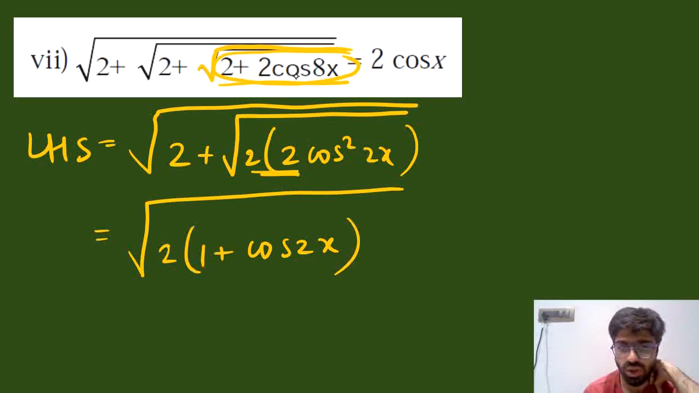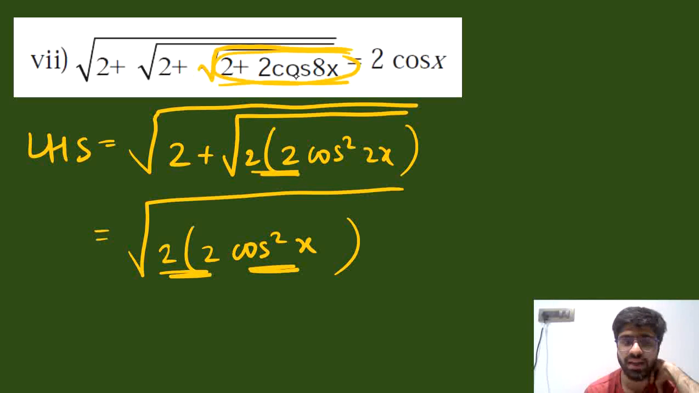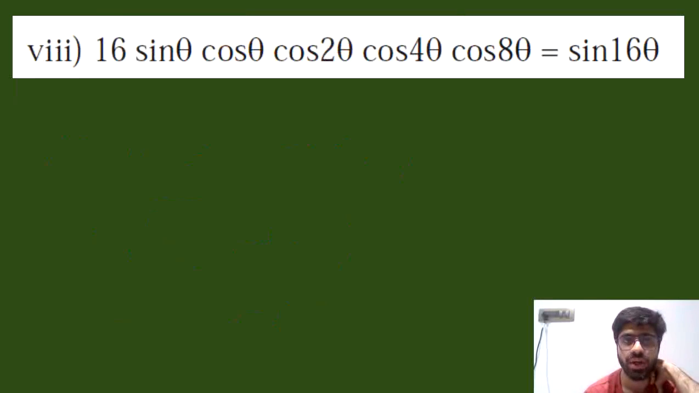and we have 1 plus cos 2x. 1 plus cos 2x would be 2 cos square x. 4 cos square x, the root of it will be 2 cos x. And that's what you have on the right hand side. And yeah, that's how we are solving our 7th question. Let's go ahead with the 16th one.